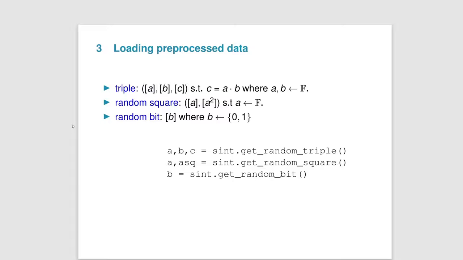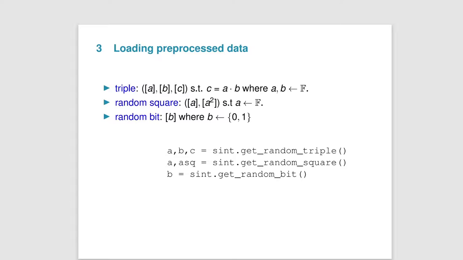Even if most of the pre-processing consumption is done under the hood by the protocols already known to the MAMBA compiler, such as multiplication, division, and comparison, the programmer also has the ability to request some pre-processing material directly using those commands. So, as you can see, you can ask for random triples, random squares, or random bits.